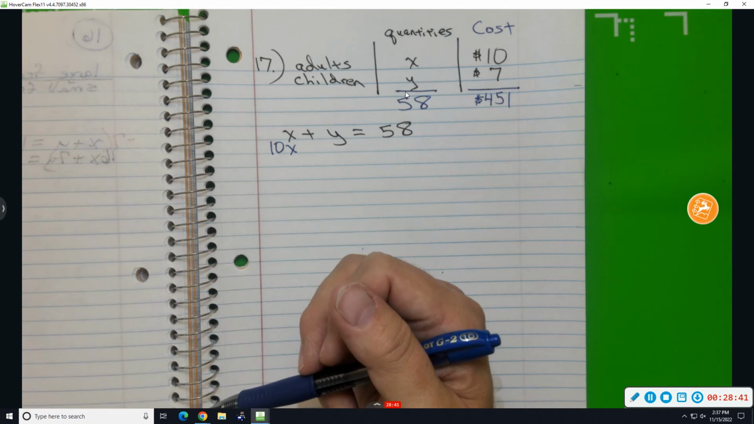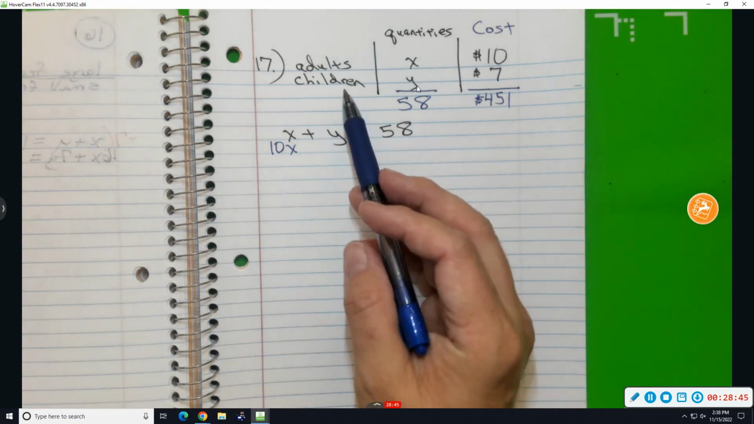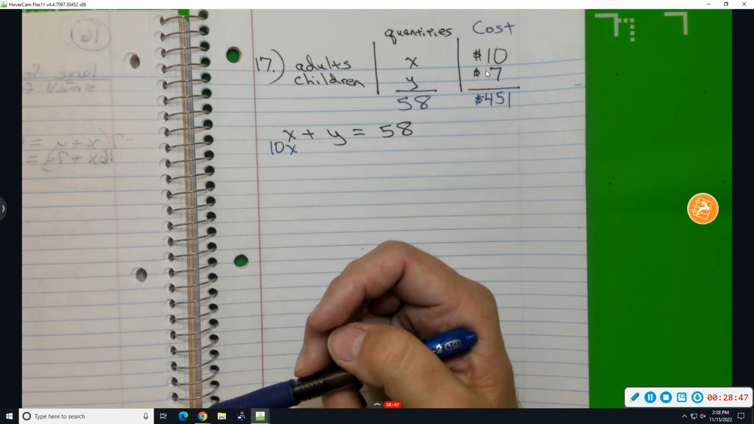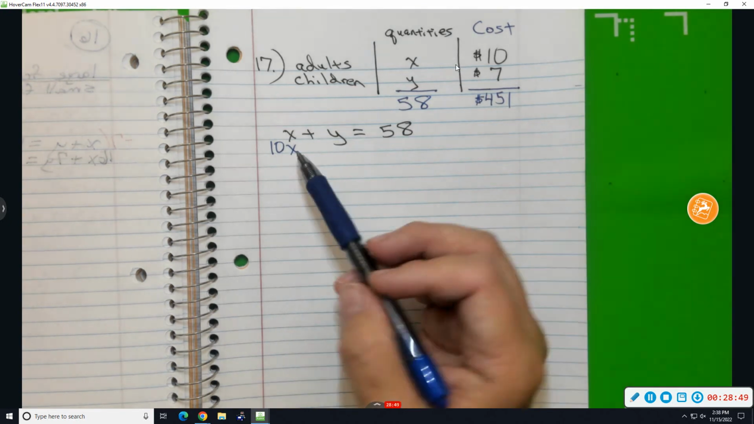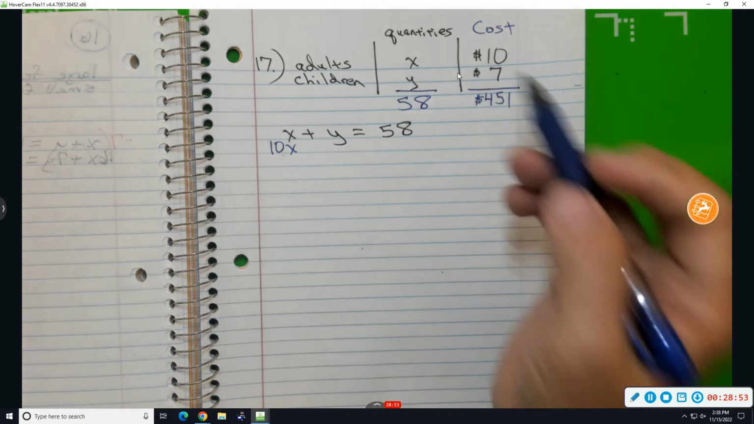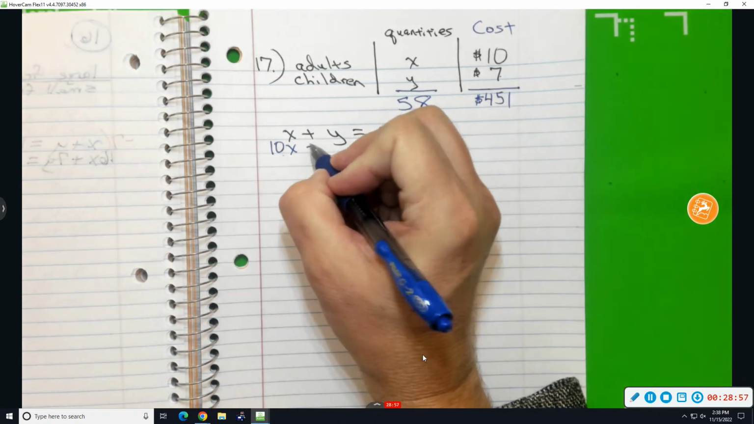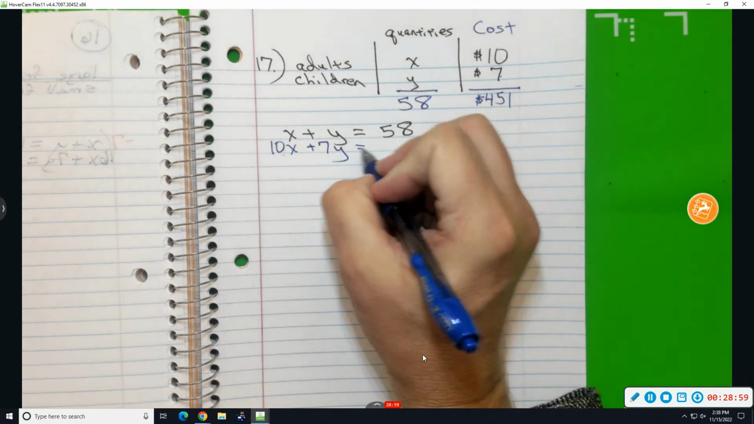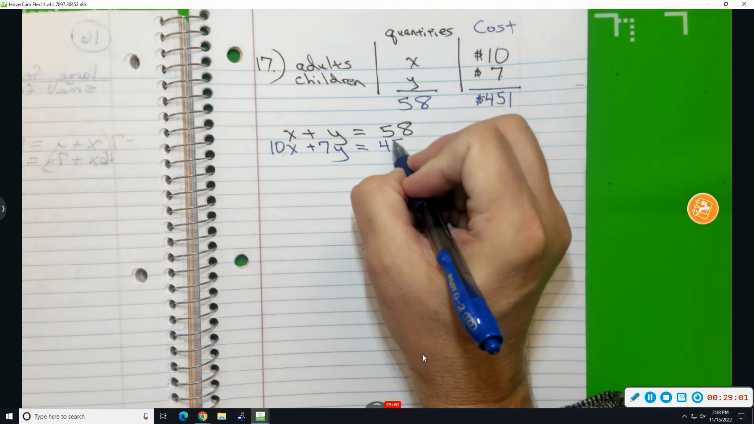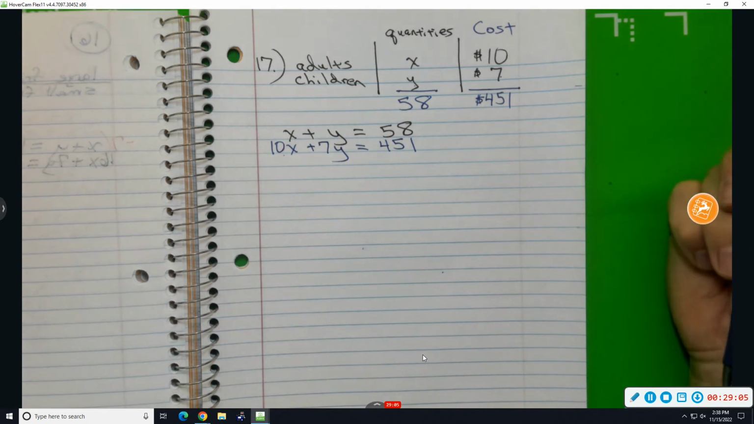Now you tell me how much money was taken in from the children ticket sales. Here's all the money from the adults: it's the cost per ticket times the number of tickets, 10X, plus 7Y equals 451. Correct. Elimination or substitution?